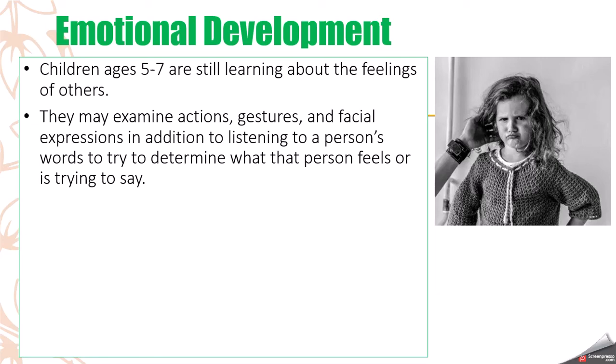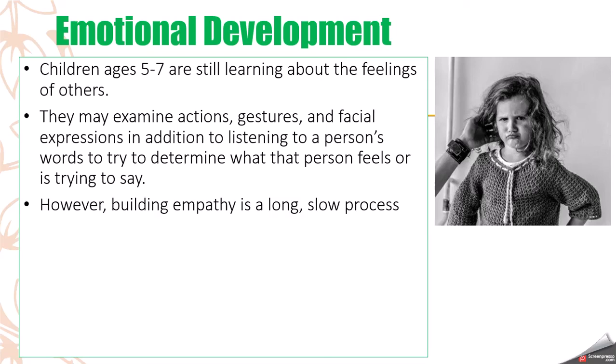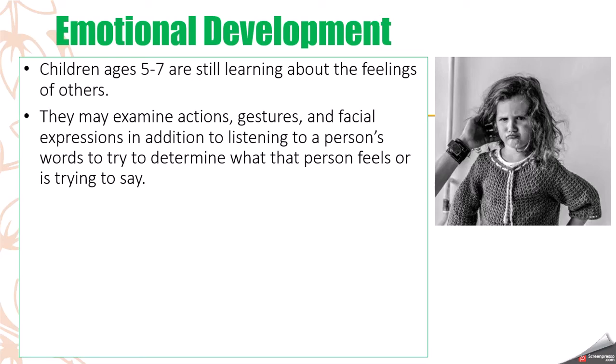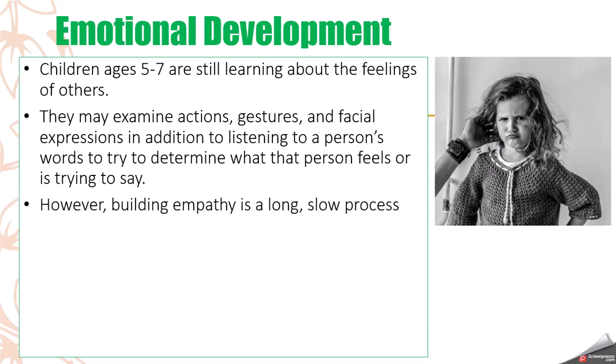5 to 7, they're still learning about the feelings of others, as I said before. So really at this age, they start to look for context clues in people's behavior as well. Actions, gestures, facial expressions, listening to a person's words to try to figure out what that person is feeling or trying to say. And a lot of times this has to do with what that person feels about them, especially if it's an adult. So is mommy angry at me? Does my teacher like me? Right? Those would be some concerns. Why is my friend making a pouty face? Why are they upset? Those are some things that they might start to learn.